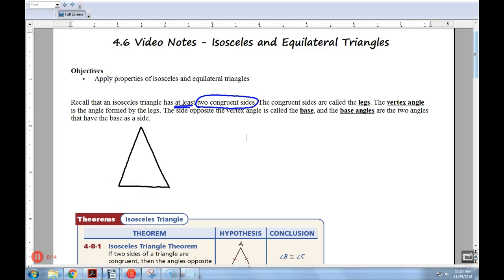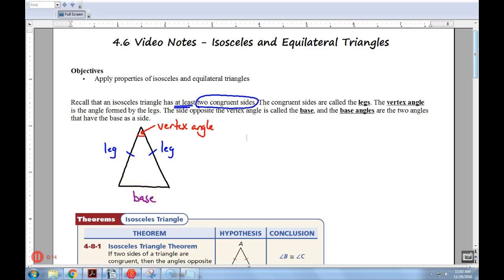The two congruent sides are called the legs. So you have a leg on both sides. The vertex angle is the angle that's formed by the legs. So this angle up here at the top, that's called the vertex angle. Sometimes you may be doing a word problem that they just write out in words and they don't give you the picture, and you'll have to use that fact to know where the vertex angle is located. Now, the side opposite the vertex angle, down here at the bottom, this is called the base.